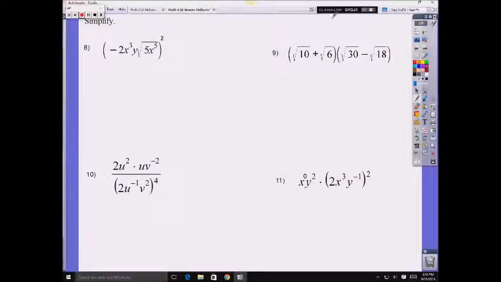Okay, number 8. You need to take this exponent of 2 and take it to everything. Take it to the negative, take it to the 2, take it to the x, take it to the y, take it to this radical. So you have a negative 2 squared, so that's a negative 2 times a negative 2. You have to have 2 of the negatives, 2 of the 2's. That's positive 4.